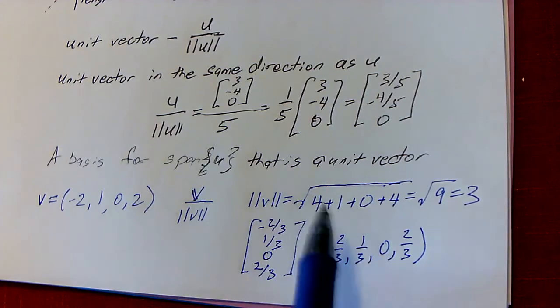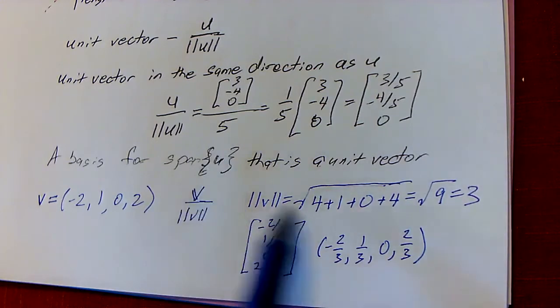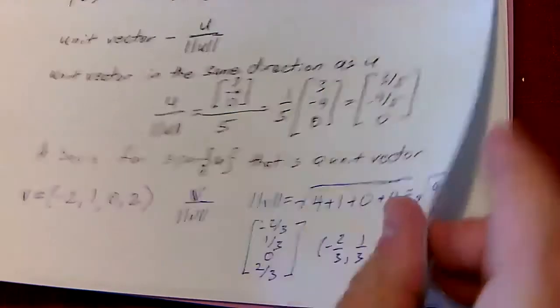So this is also a basis for the span of v. Any multiple of v will be a basis for it. The one we're most interested in is either v itself or perhaps the unit vector that goes in the same direction. Now we can also do this with fractions. Don't let a fraction trip you up.